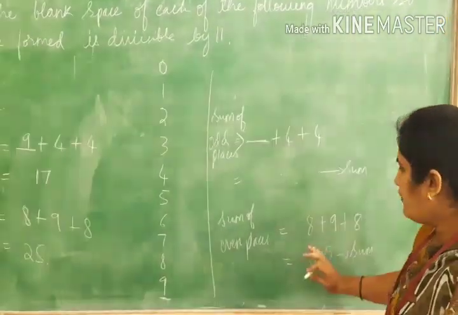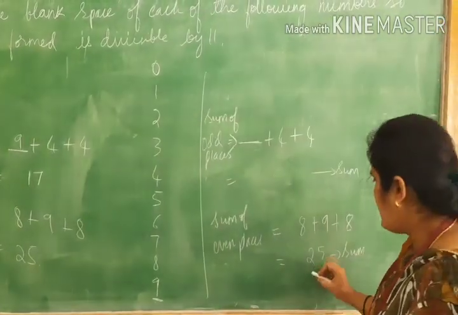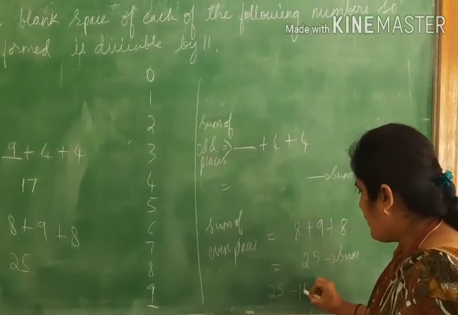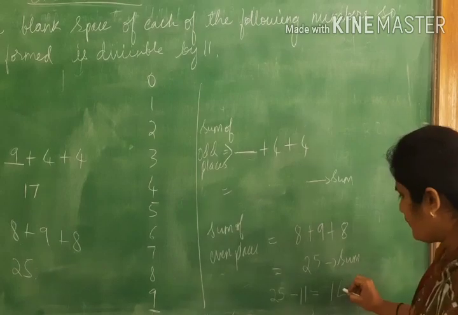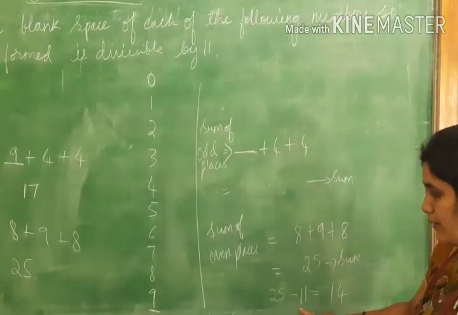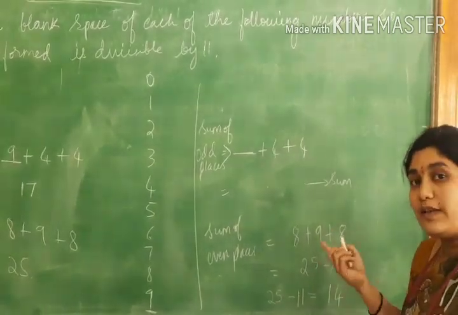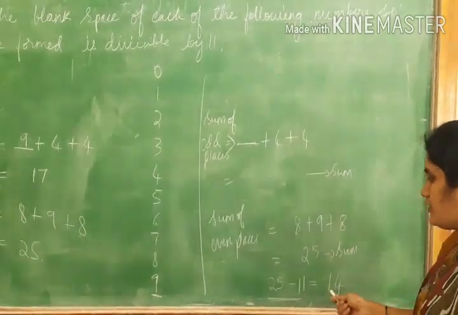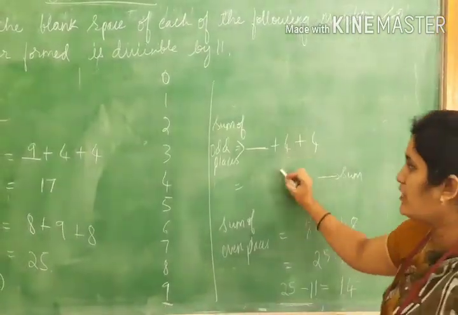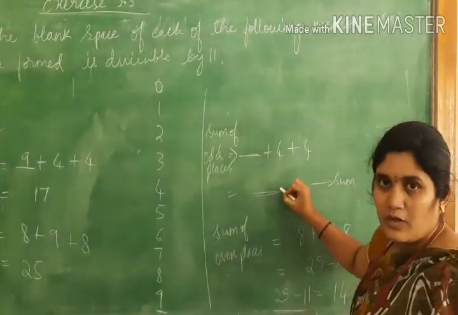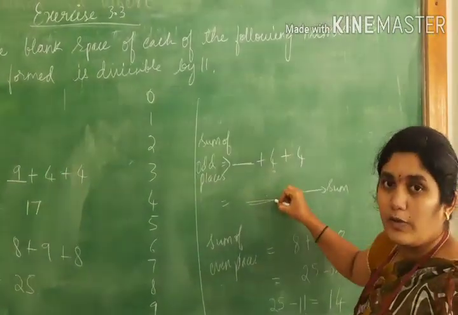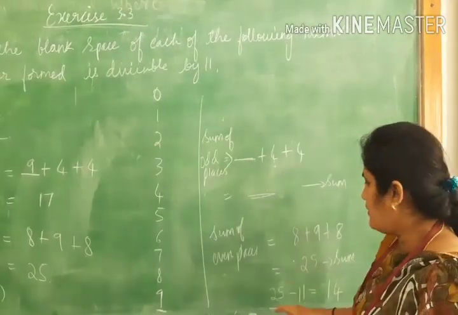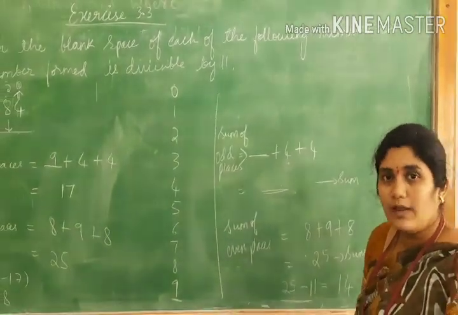Now to make the difference a multiple of 11, let me see: 25 minus 11 gives 14. Why am I taking 11? Because the difference should be either 11 or 0. If I take 25 minus 11, it gives 14. That means our sum here should be 14, whatever sum we get here. Then with this 14 and this 25, the difference will be 11.